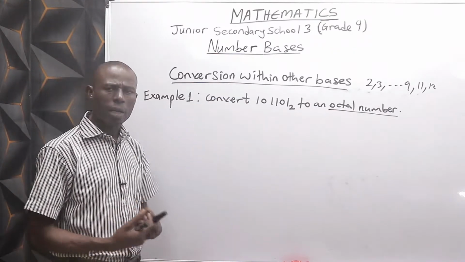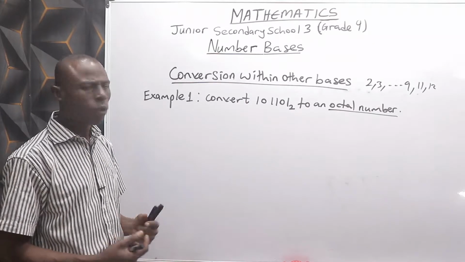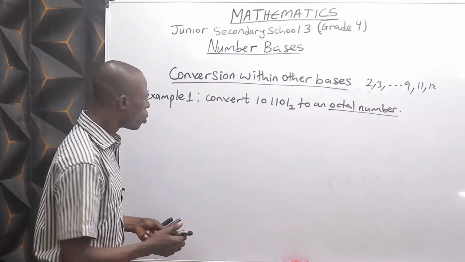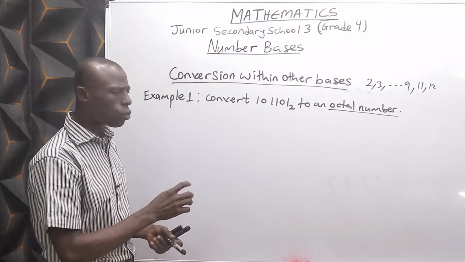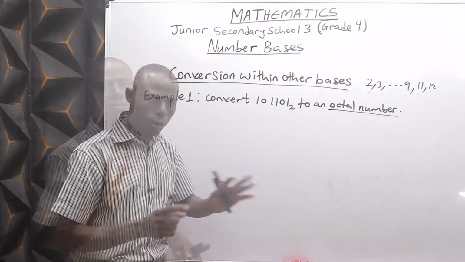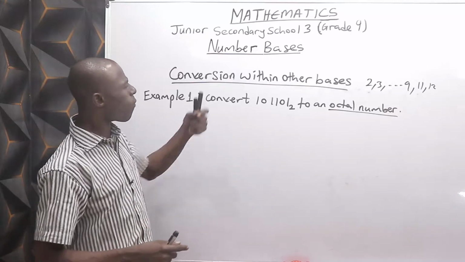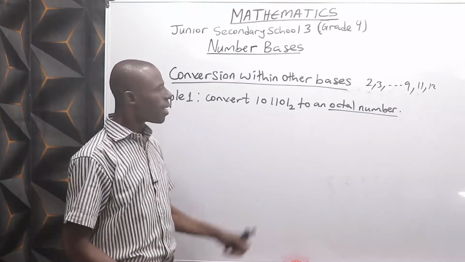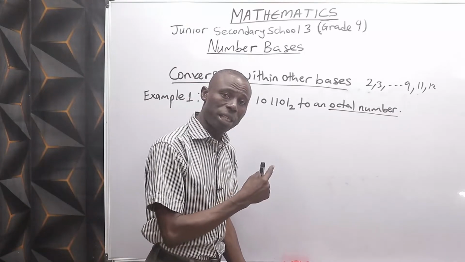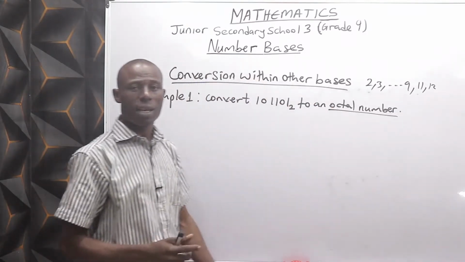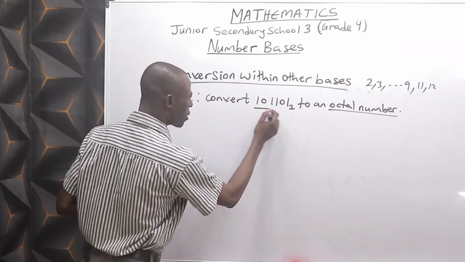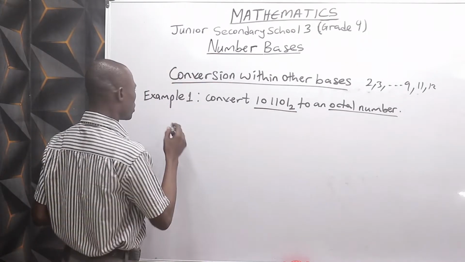What is peculiar about this subheading? When you are converting here, it is mandatory for you to convert the number given to you to base 10 first and foremost. Then you convert the result to the required base. In this case, the required base is base 8, octal. So let's convert this first to base 10.